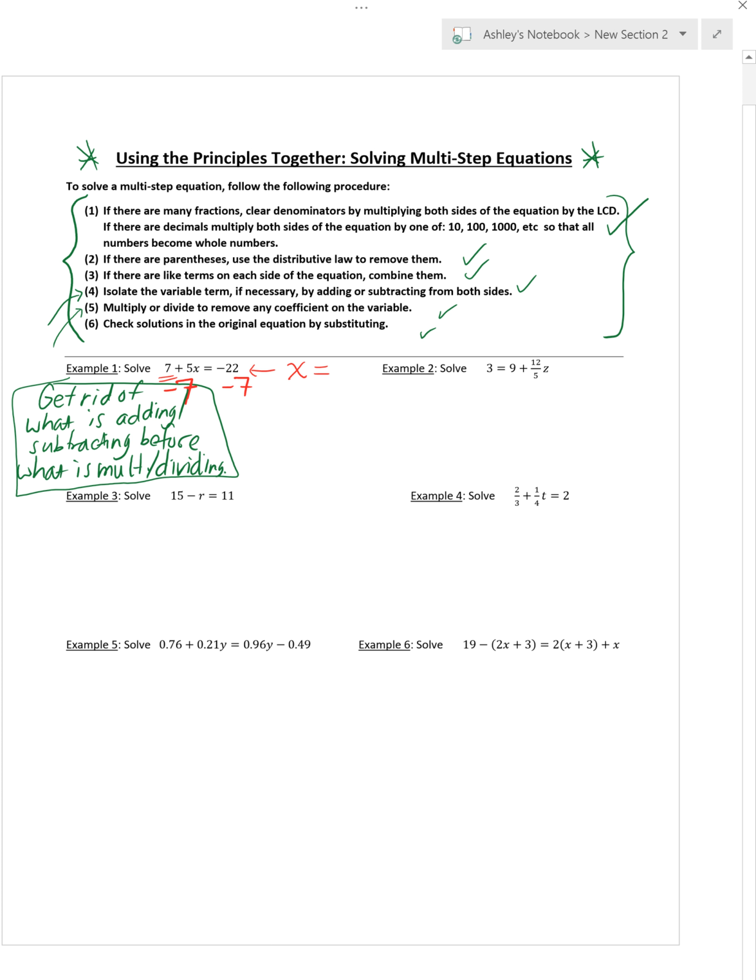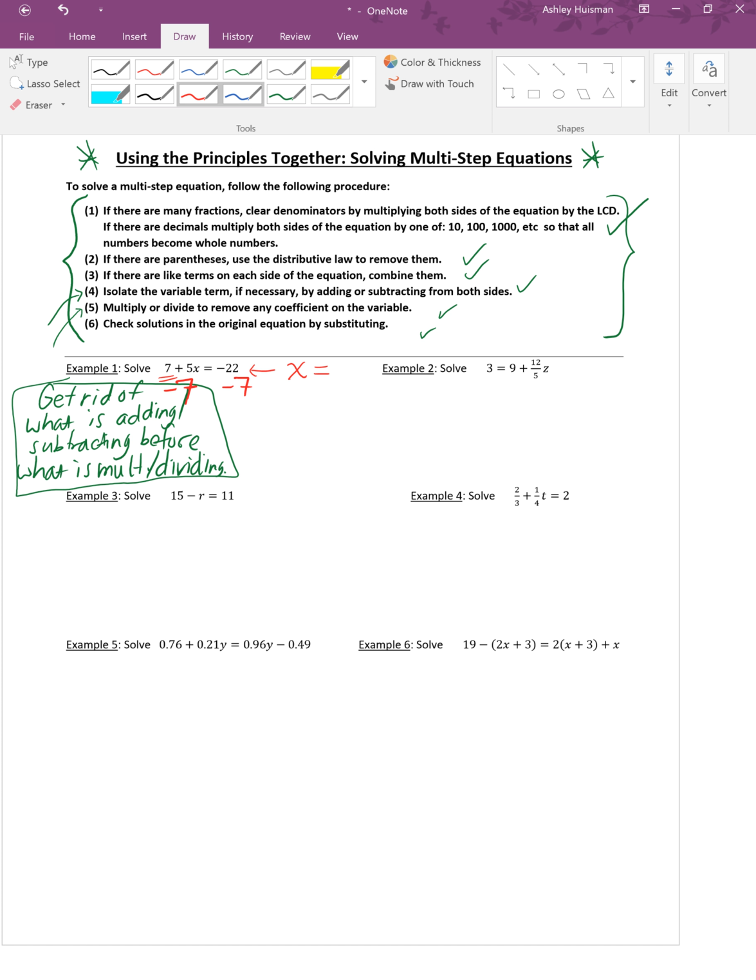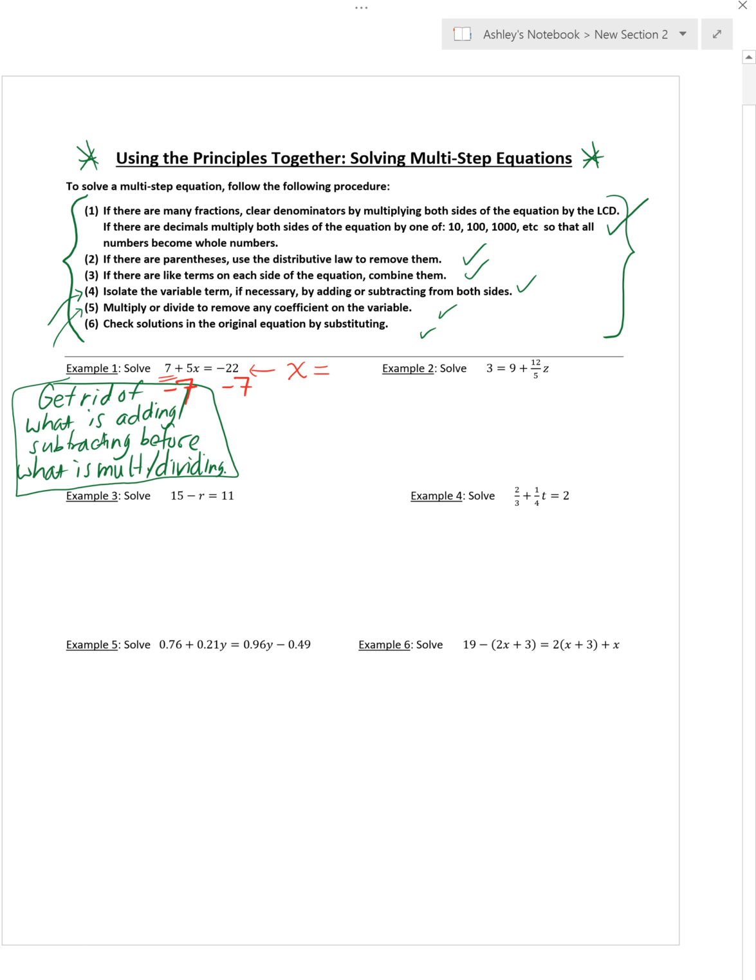Well, 7 plus negative 7 would be 0. That's what I want. So introduce a negative 7 or subtract 7, whichever way you want to think of it, because that would produce a 0 there. So the 7 plus negative 7, and then the 5x. On the right side, you have negative 22, and negative 7 is negative 29.